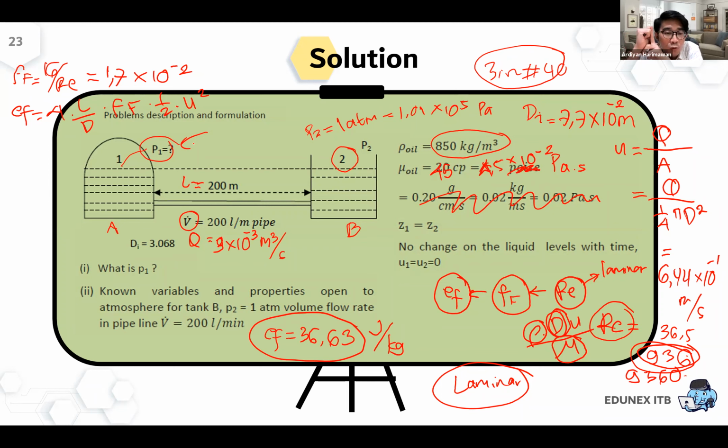So which 2 points do you choose? Between what point and what point, for the Bernoulli? The surface of the liquid in the 2 tanks, I guess. Yeah, you can choose point 1 and point 2. Point 1 is the surface at the first tank, and point 2 at the surface of the second tank, tank A and tank B.